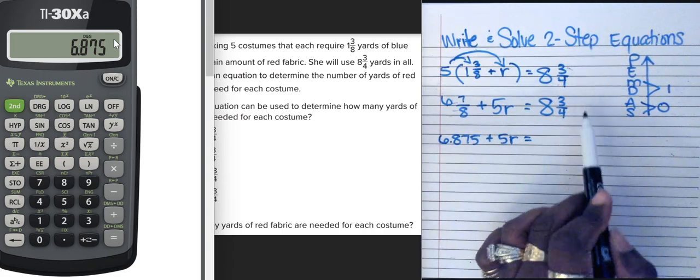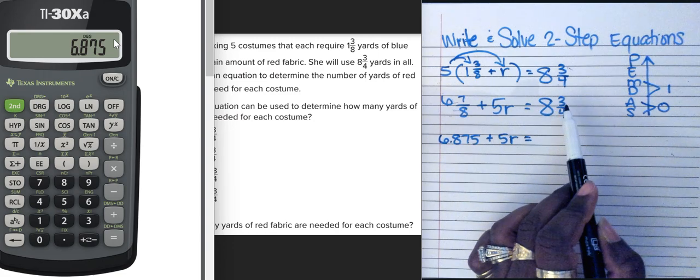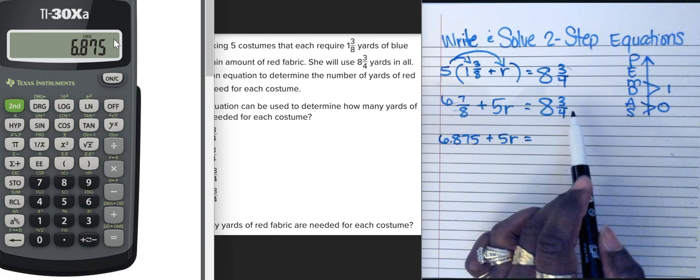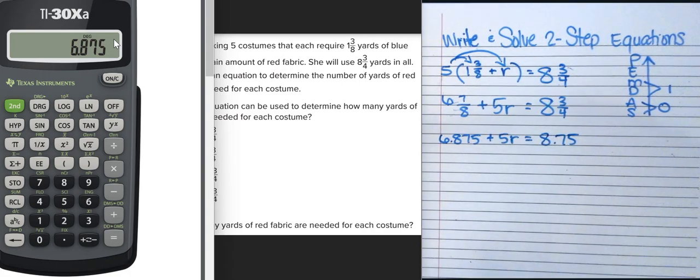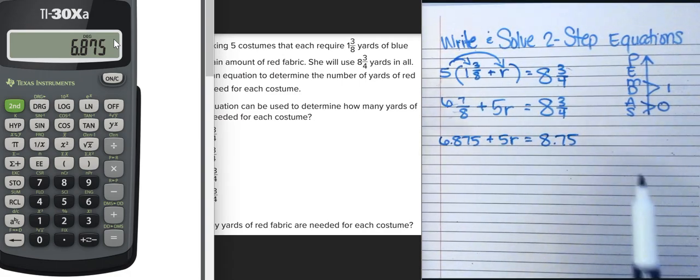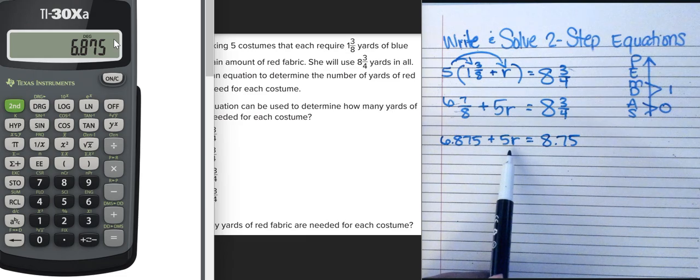So hopefully you know your quarters by now. So 3/4 would be 0.75. So this is the same thing as 8.75. Okay, that looks a little cleaner to me. Now, the question I want to ask is, do we have our variable isolated?